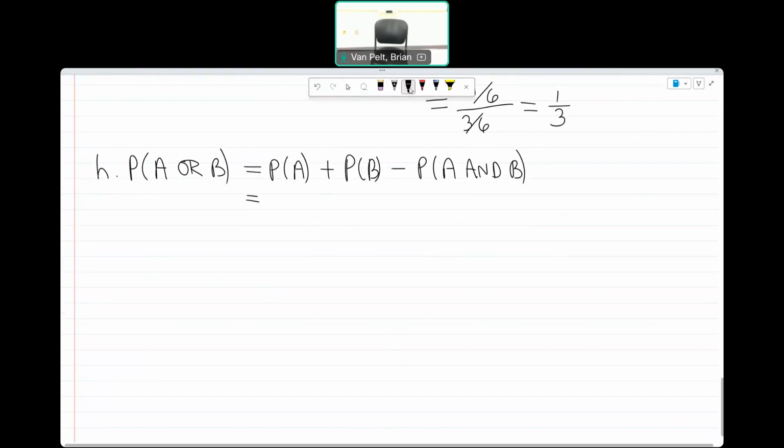So there's 3 out of 6 even numbers. Then we also had 3 out of 6 here. Do they have anything in common? How many they have in common was 1? I mean, the number 2 was all they had in common, right? 3 plus 3 is 6, minus 1 gives us 5/6. As we got before.